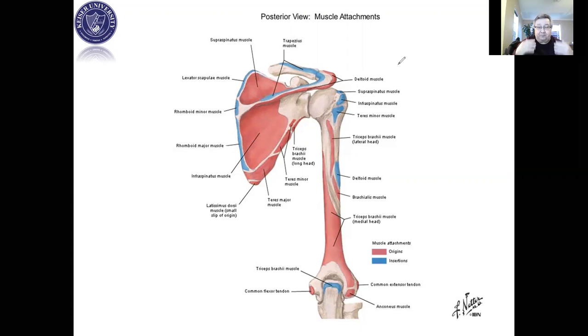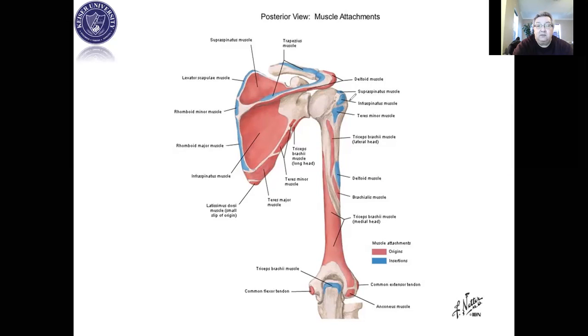So this is looking at the posterior view. We're looking at the back of somebody. And we can tell that because we can see the spine of the scapula. Also in this picture, you'll know it by how the elbow is here. When you can see the olecranon process right here on the top, it tells you that you are looking at it from the back. So these are where the posterior muscles attach to.